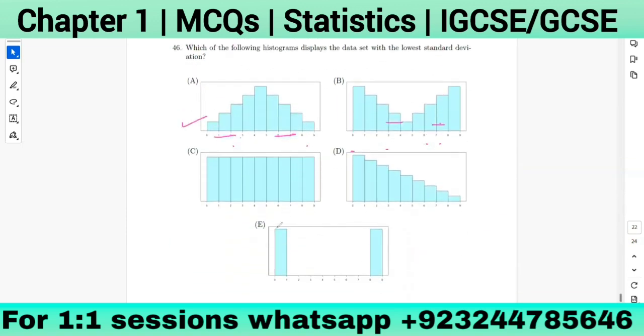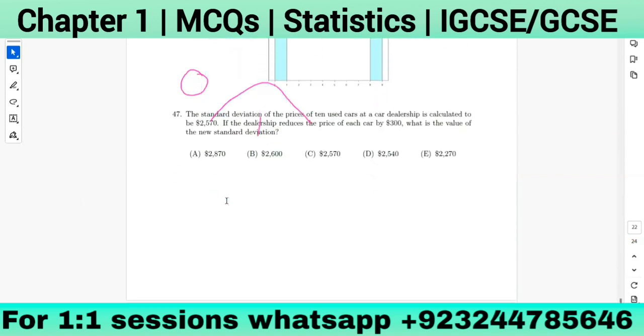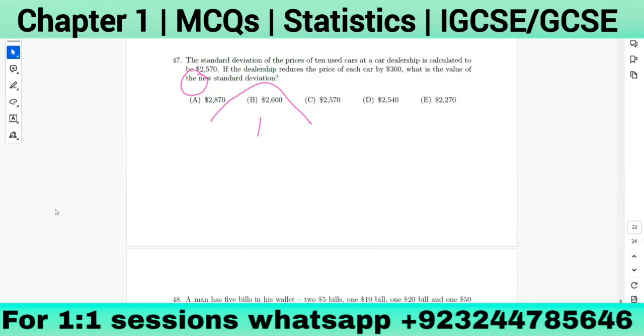Which of the following histograms displays a data set with the lowest standard deviation? Histograms are given in front of you. If the observation is concentrated in the center, the standard deviation will be lowest. So A is the correct answer. If it's not concentrated, then it's high. If it is concentrated in the center, then it is the lowest.